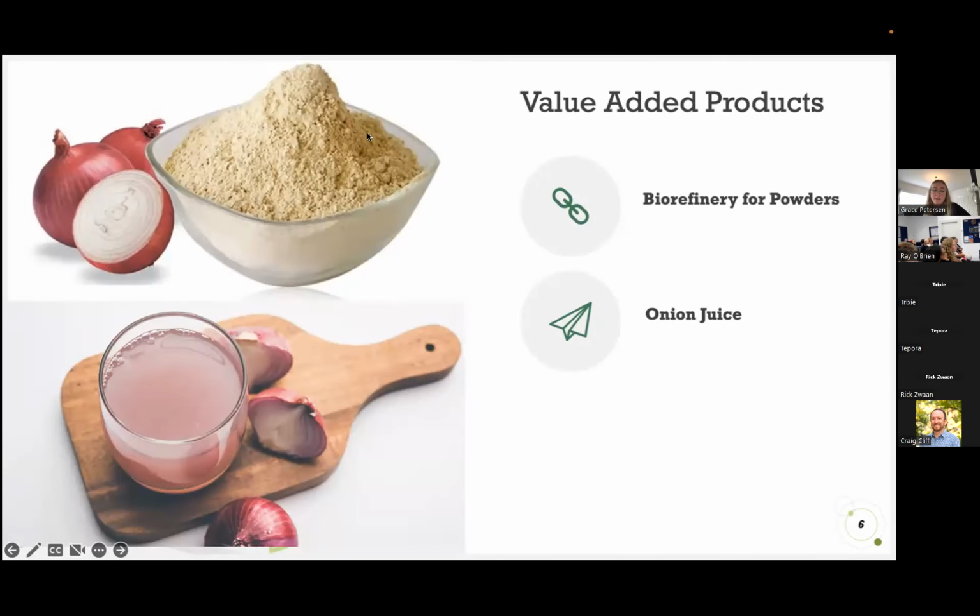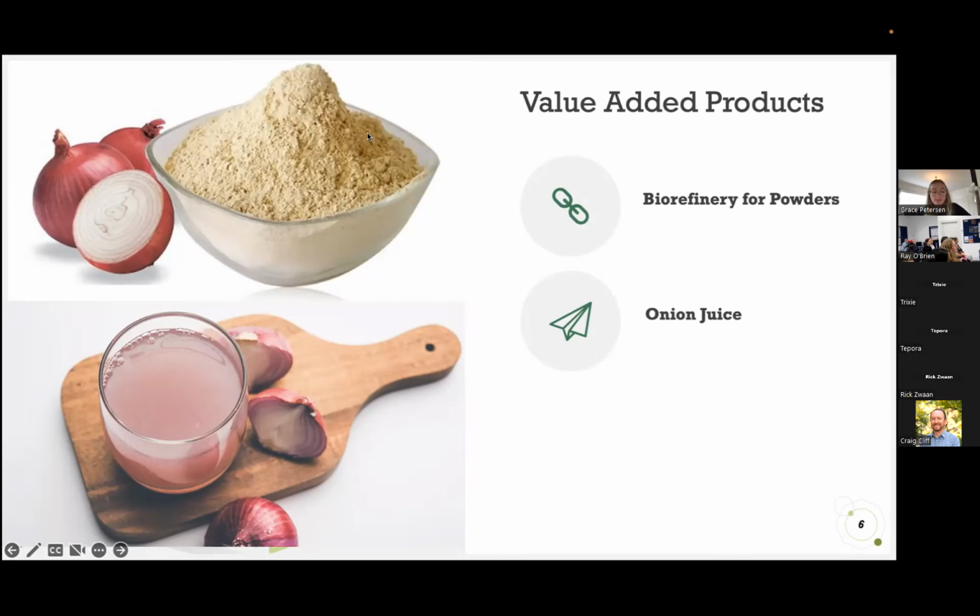Adding value to products from the waste produced on farm is an area which should see growth from the onion growing industry. Options for this include biorefinery for powders. Many meals, snacks, and sauces require onion as one of the key flavour ingredients, and some consumers are now switching the whole onion out for a dried powder alternative. This is an opportunity for our onion industry, as onion powder includes the bulb, but can also include dehydrated onion skins, leaves, and roots.